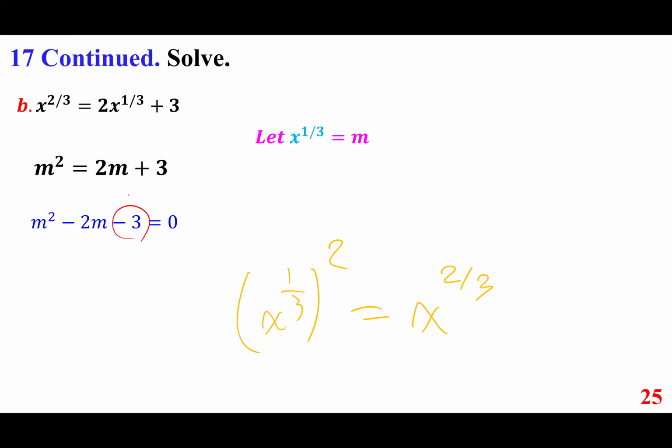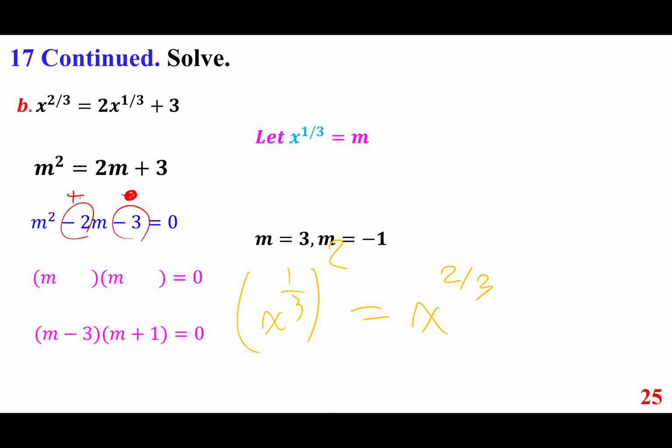We want two numbers. The product is negative 3. The sum is negative 2. The numbers are negative 3 and positive 1. So m is either 3 or negative 1. So if m is 3 or negative 1, what is x?